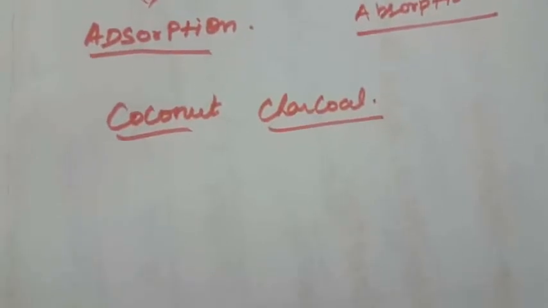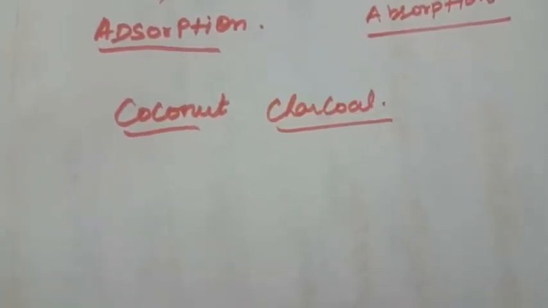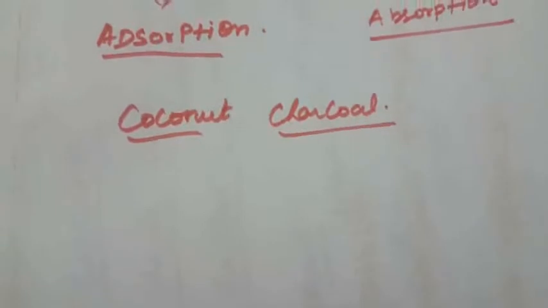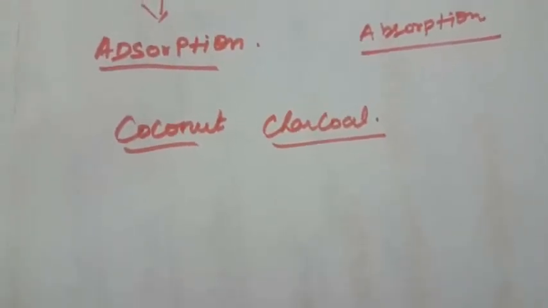What is the reason the gas pressure is reduced? Because the gases are adsorbed on the charcoal. These gases are taken up by this charcoal.